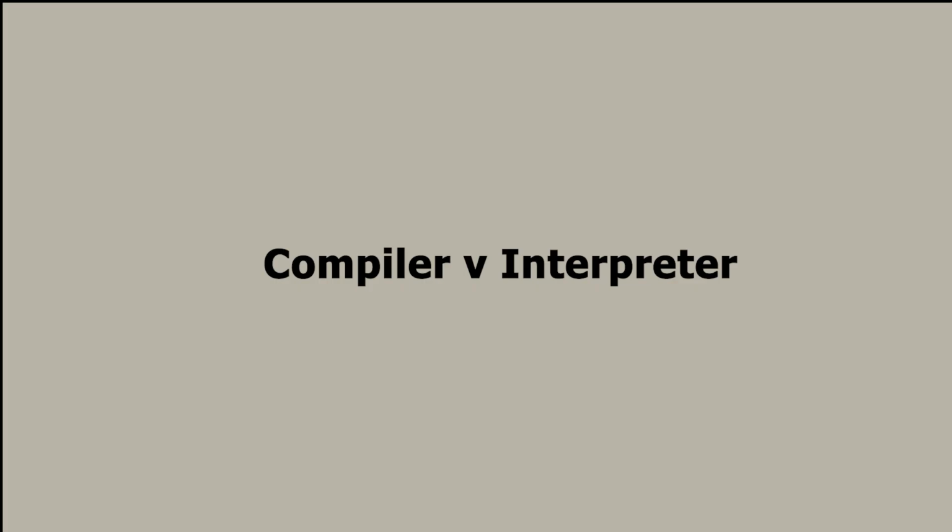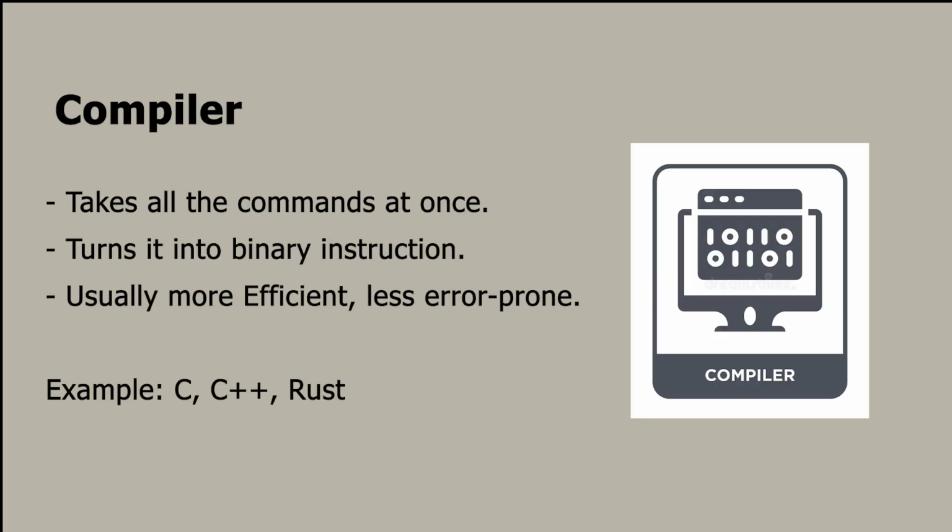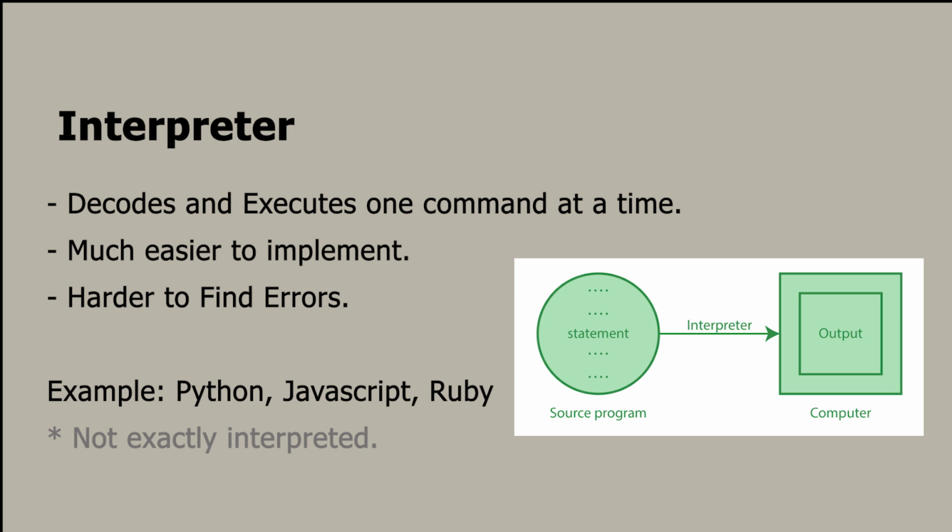Without going into much detail, a compiler takes all the commands you have specified and turns it into a binary or executable machine code. This gives it a chance for optimizations and better error detection, while languages that use an interpreter execute one command at a time. Python is generally categorized as an interpreted language, but as we will see later, it actually uses a hybrid approach.